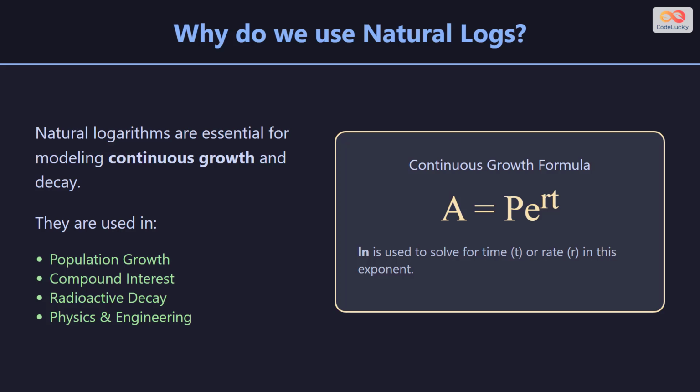Why do we use this specific base? Natural logarithms are the standard tool for modeling continuous growth and decay. Whether it is population growth, compound interest in finance, or radioactive decay in physics, the formula A equals P times e to the rt is fundamental. We use the natural log to solve for time or rate in these equations.